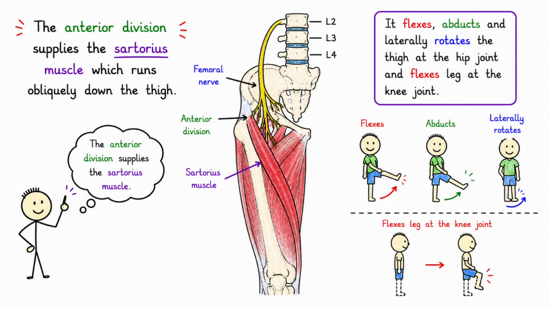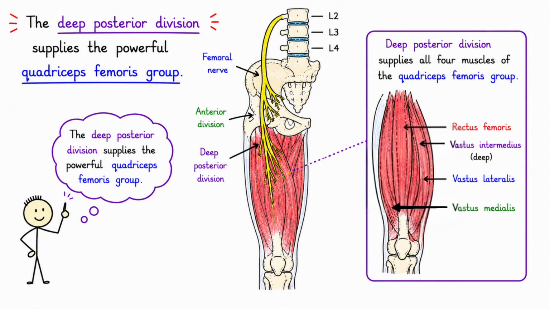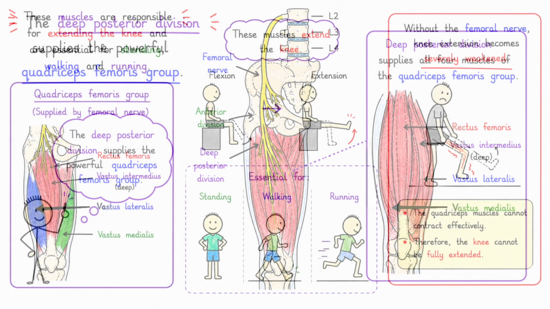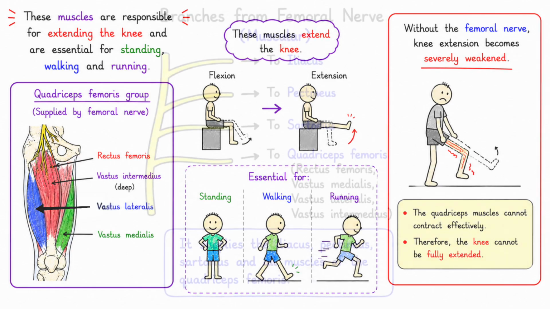In the thigh, it divides into a superficial anterior division and deep posterior division. The anterior division supplies the sartorius muscle, which runs obliquely down the thigh. It flexes, abducts and laterally rotates the thigh at the hip joint and flexes leg at the knee joint. The deep posterior division supplies the powerful quadriceps femoris group. This includes vastus medialis, vastus lateralis, vastus intermedius and rectus femoris muscles. These muscles are responsible for extending the knee and are essential for standing, walking and running. Without the femoral nerve, knee extension becomes severely weakened.